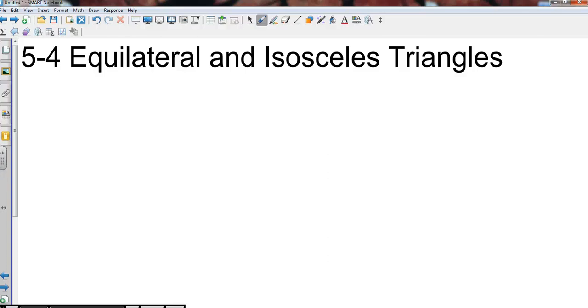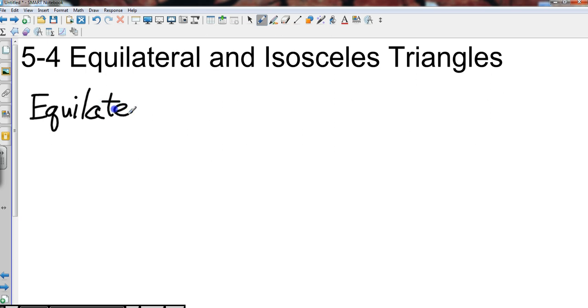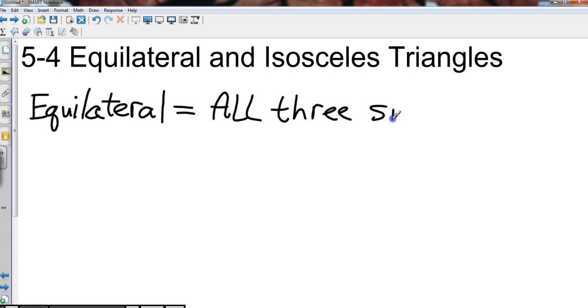All right, geometry, chapter 5, section 4, equilateral and isosceles triangles. What are the properties of an equilateral triangle? All three sides are congruent. I'll just use the congruent sign just to save a little bit of time.